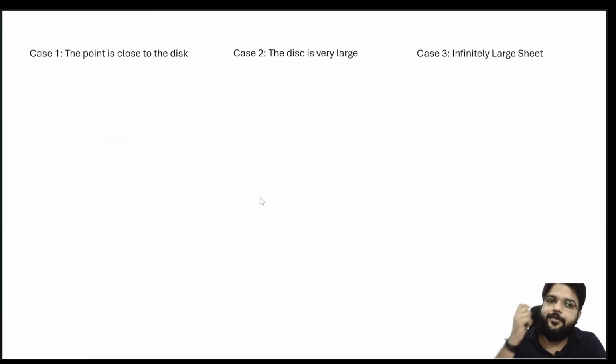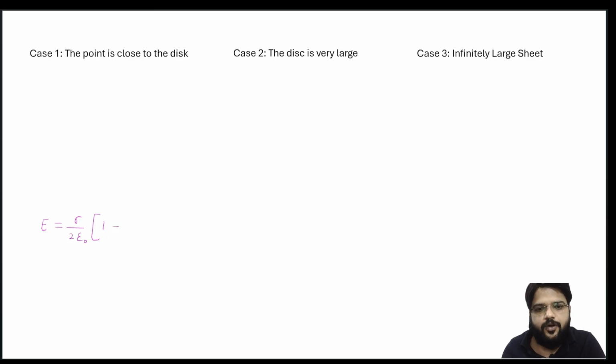Let's see these cases, everyone. So what is the case number 1 here? The point is close to the disk. So see it, electric field due to the disk formula, already we know that E equal to sigma by 2 epsilon naught, 1 minus x by under root r square plus x square. So this formula we know, everyone. This is the electric field on the axis of the disk.